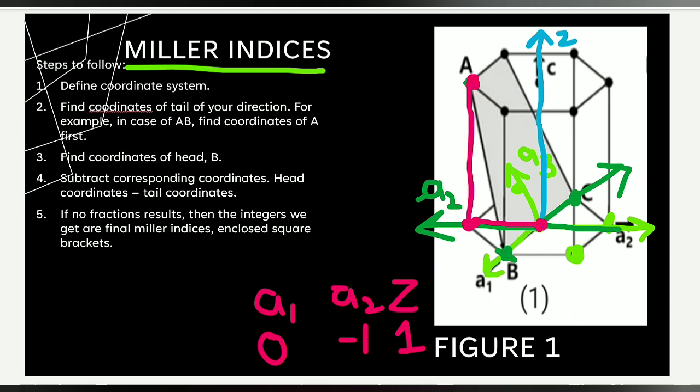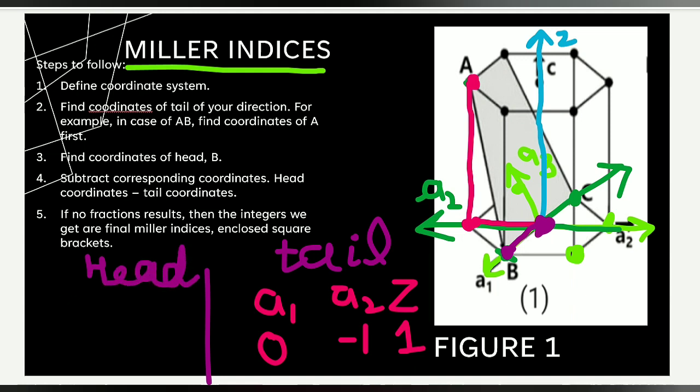Now let us find out the coordinates for B point, which is super easy. This is origin. You always have to find out coordinates starting from origin. To reach point B, you have to move one unit along A1 direction simply. That's all you need to move. You do not need to move along A2 direction or Z direction. So for our head, this was tail. These are the tail coordinates, and we have the head coordinates. Along A1 direction, I had to move positive one unit, because it was positive direction. And along A2, I need to move 0 units, and along Z, I need to move 0 units.